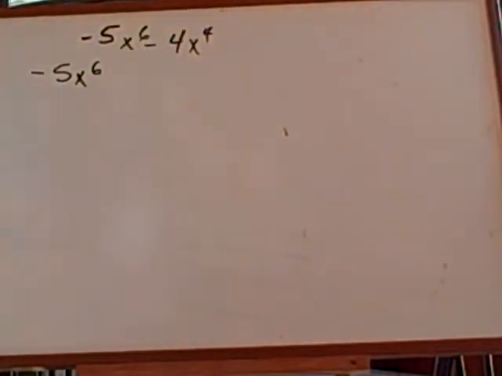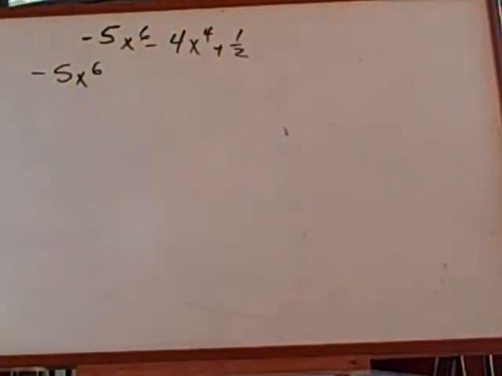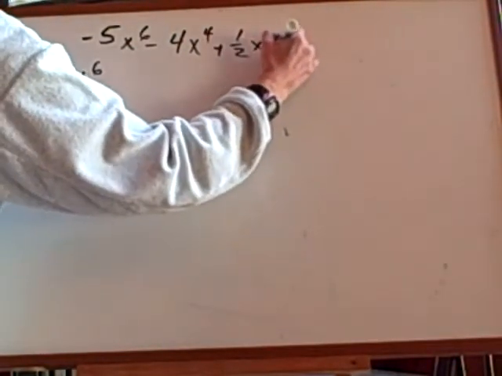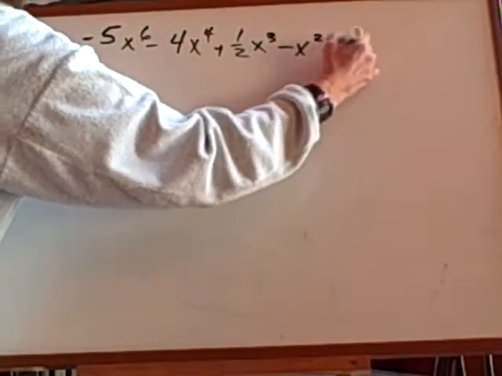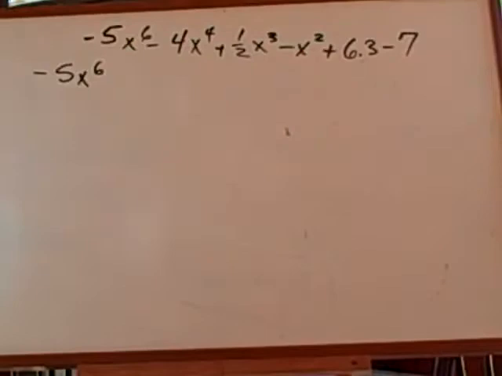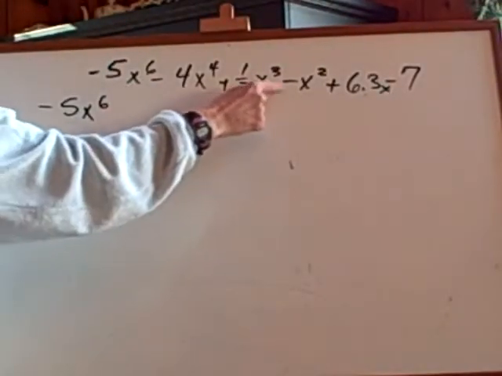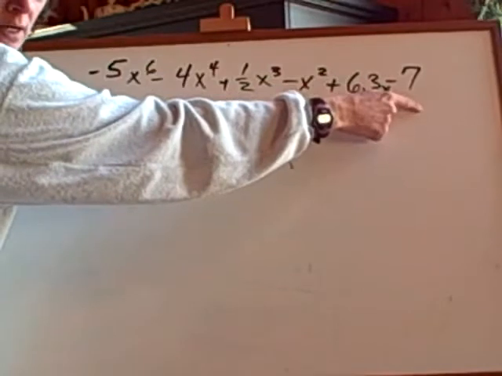I'm not listing terms right now, I'm just writing down what you have. Plus 1/2 x to the third. Thank you. Minus x squared plus 6.3x minus 7. Okay, perfect. All right, there's all my puppies. Okay, so I have a 6th degree, a 4th degree, a 3rd degree, a 2nd degree, a linear, and a constant.